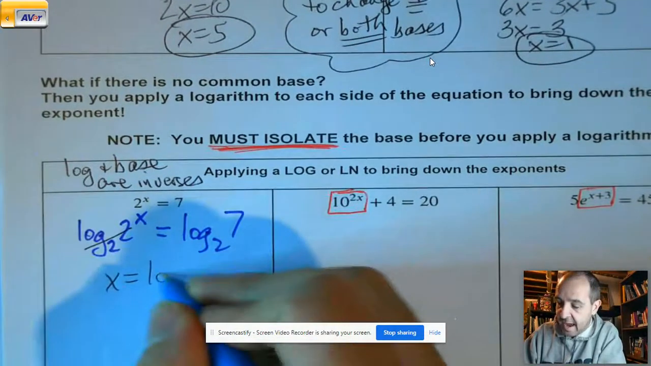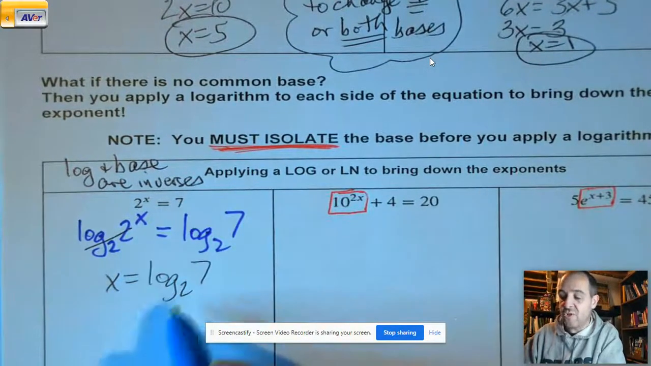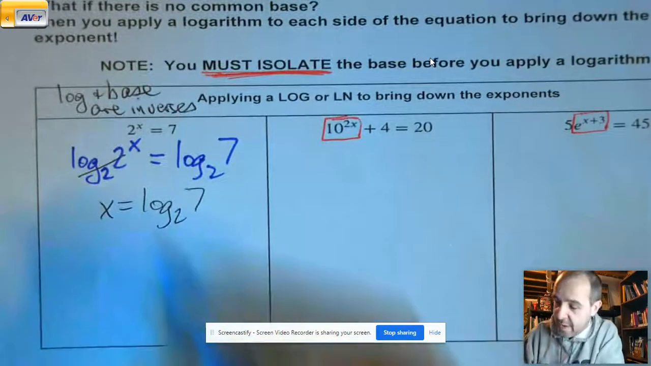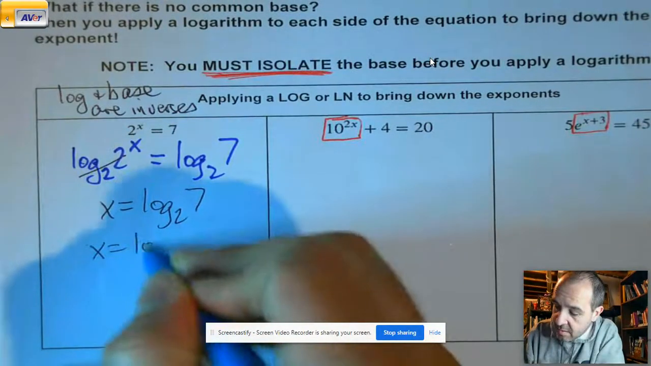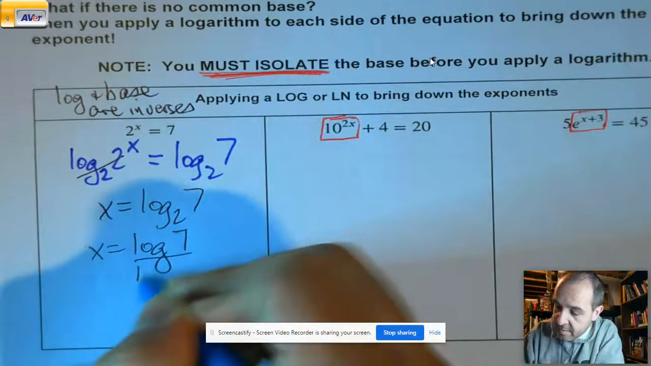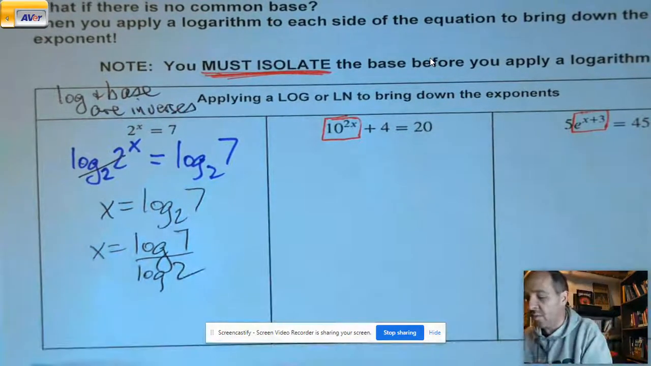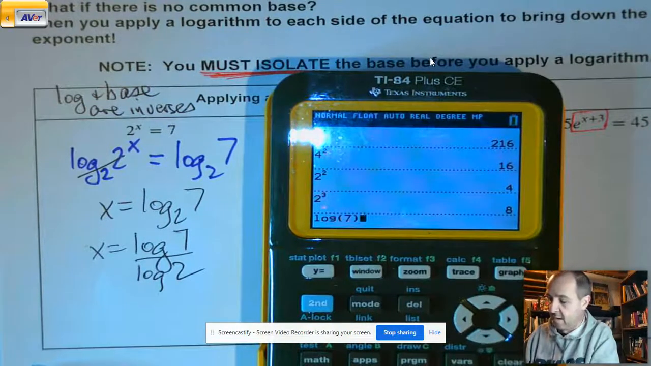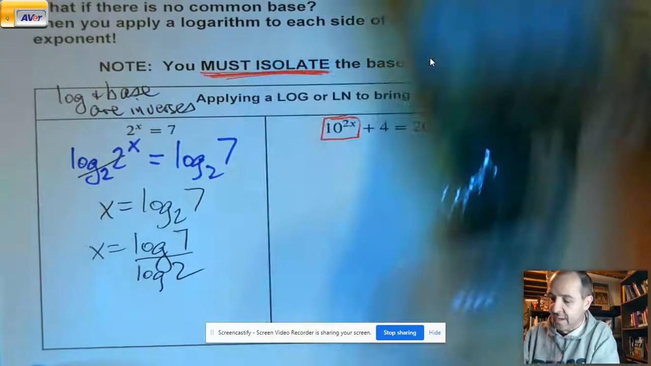And then this side, since I don't know 2 to what power is 7, remember, we're going to do change of base. Log big divided by log little. We're going to get decimally stuff, but the calculator is going to do the decimally stuff. I don't have to worry about it. So like 2.81.